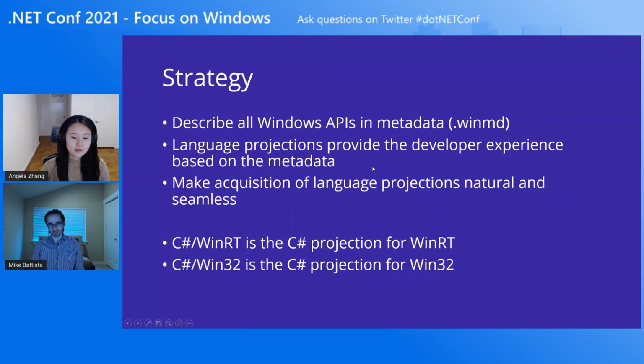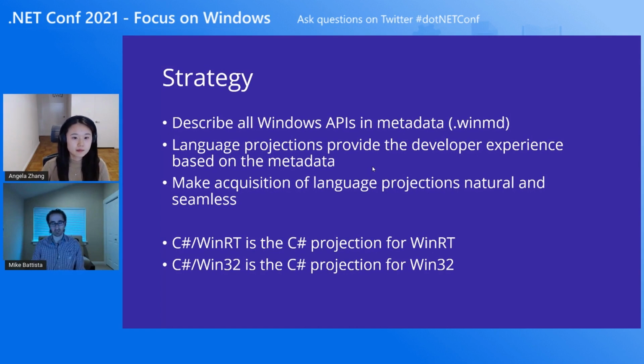Our general strategy, just to define some terminology that's important here, is that we are describing all Windows APIs in metadata. We're using WinMD files for that, Windows metadata files, which are basically just ECMA 335 compliant metadata files that describe the API surface. Once we have the APIs described in metadata, we use language projections to provide the developer experience. So the metadata describes the API, and then the language projections provide the developer experience for a given language.